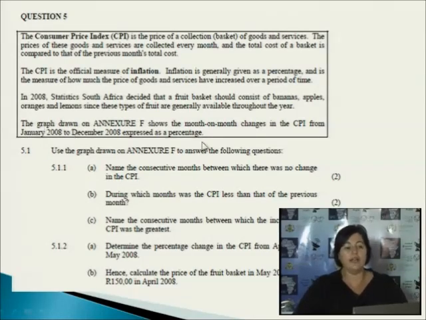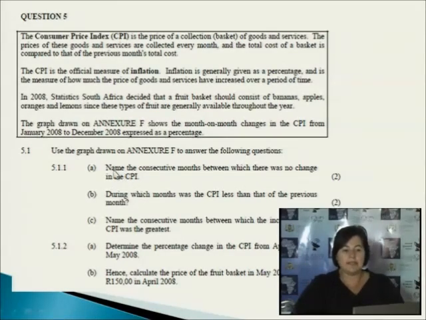The graph drawn on annexure F, I will show that to you now, shows the month-on-month changes in the CPI from January to December as expressed as a percentage. Remember, then it is the inflation rate. Now it says, use the graph drawn on the annexure to answer the following questions. Now I just want to highlight the words, and if you can, just jot the keywords down, because I'm going to go to the graph and then you're going to forget what the questions ask. So let's look at the keywords, and if possible, write them down for me.